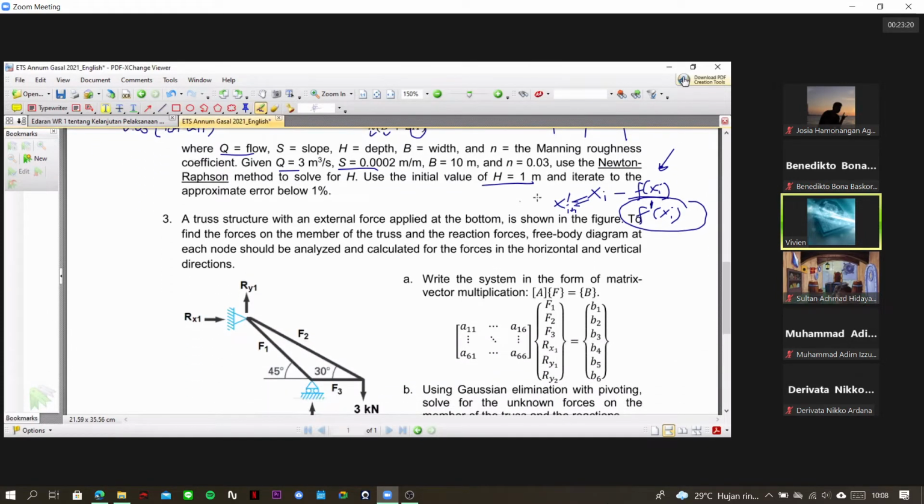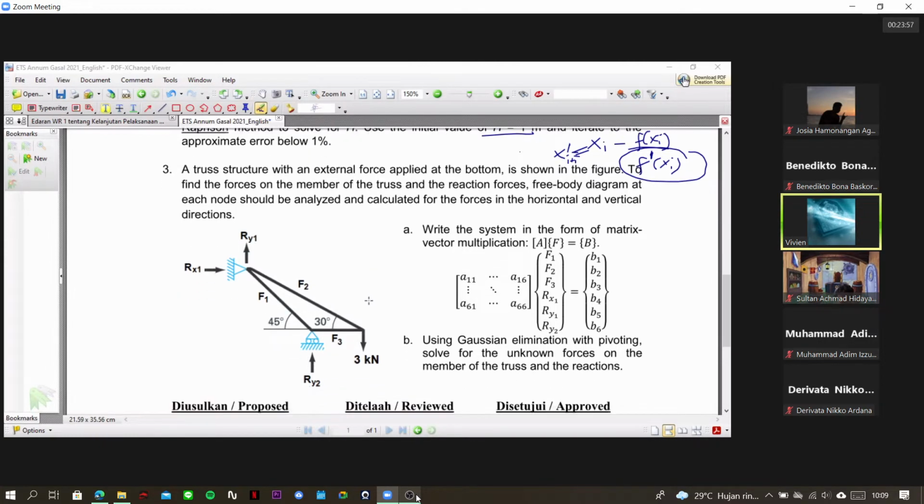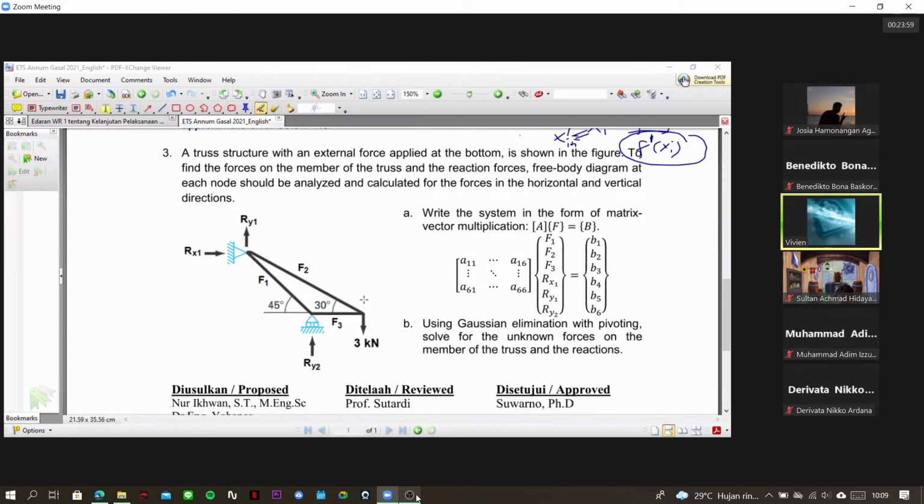We will continue on the third question, which is about a truss structure. This is a very simple truss structure. Wait a moment, just move this. Okay, so we will see here that we have a truss structure with an external force applied at the bottom here, and we want to find the forces on the members of the truss and the reaction forces.